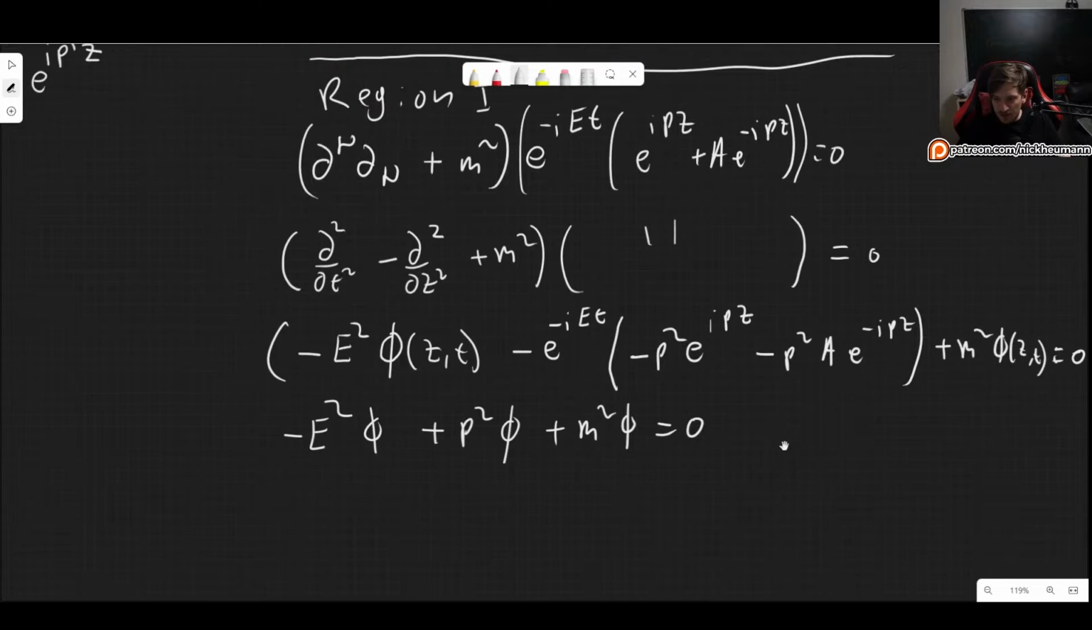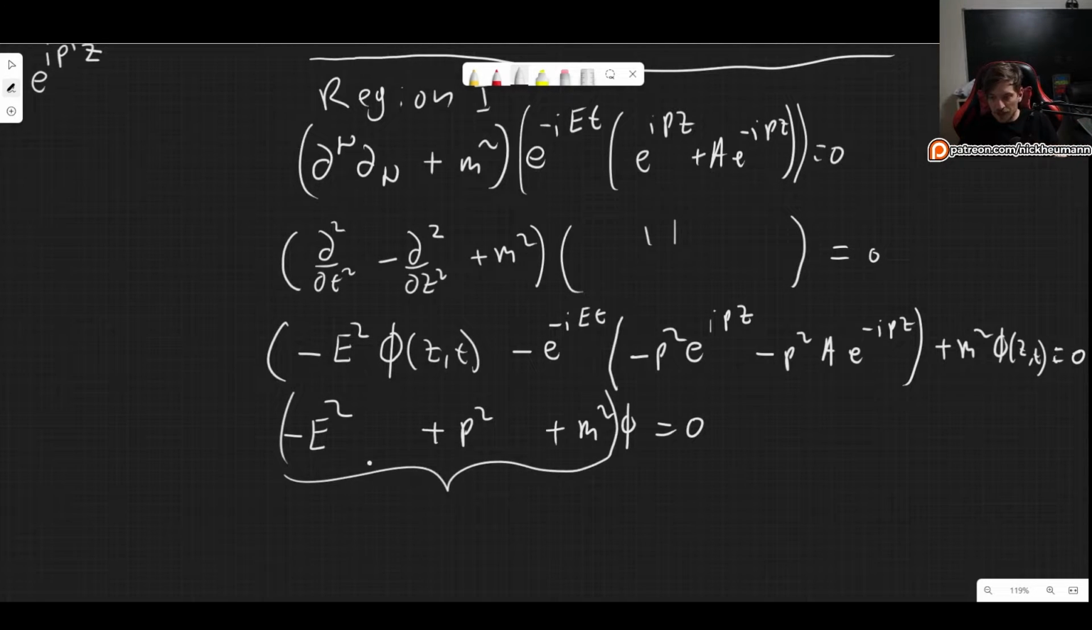So finally here we can factor out phi. So all of this times phi. So if we want this to be equal to 0, either the wave function is 0, in which case we don't have anything going on, which of course we cannot accept because that's boring, or this is 0. So in that case, we have that minus e squared plus this has to be 0, which is the same as e squared is equal to p squared plus m squared, which may seem familiar.